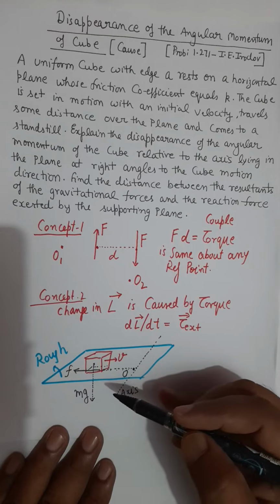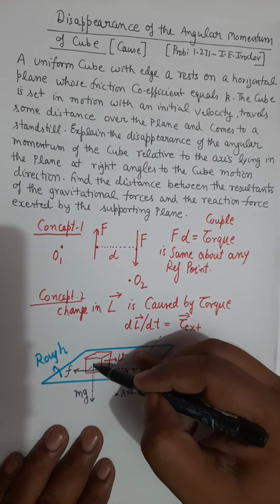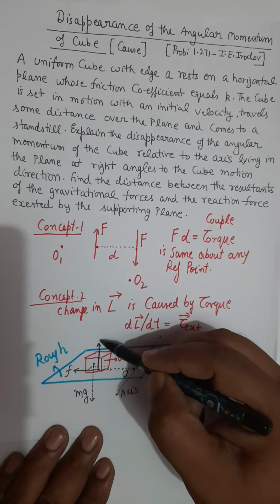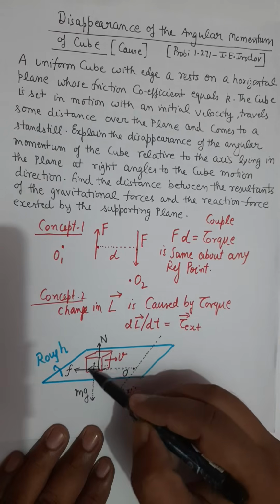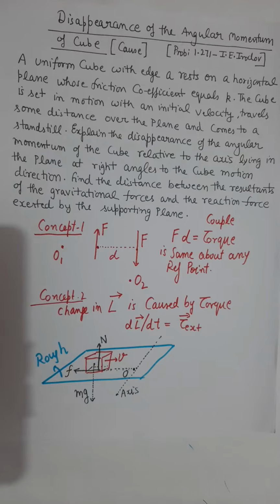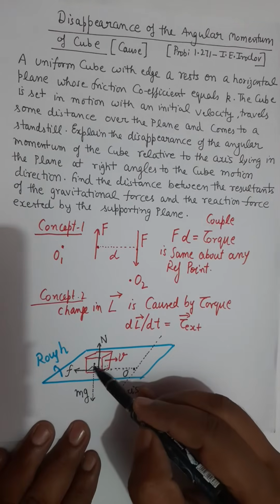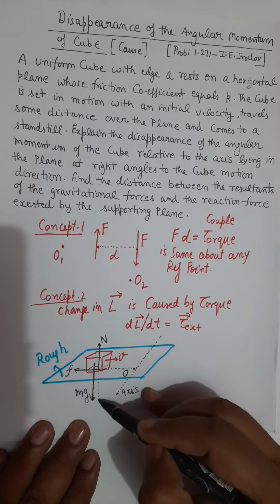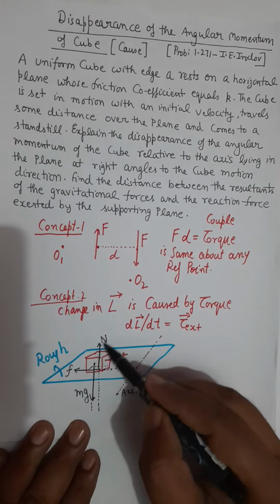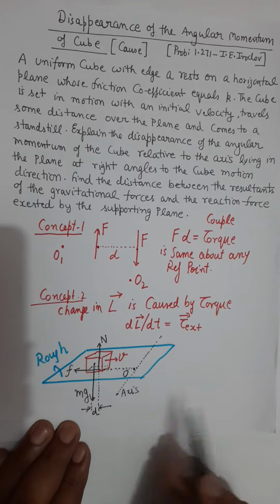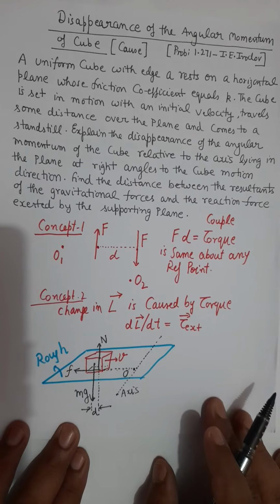And the most important part is the normal reaction force, which will be shifted from the center of mass. It will be somewhere, because that is the second part of the question: what is the separation between mg and normal? That means mg and normal forces are not on the same line. They are at some distance. Let's say the separation between the normal and mg is defined as some variable quantity d.